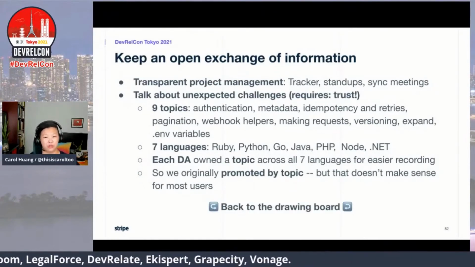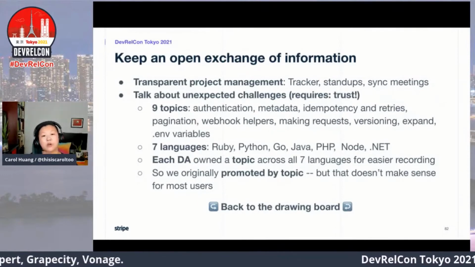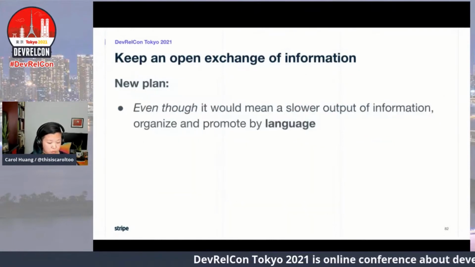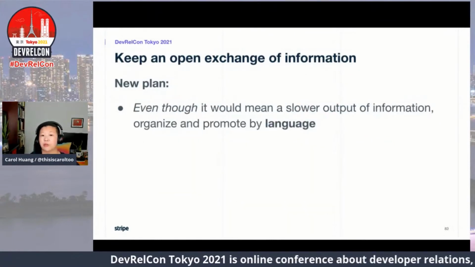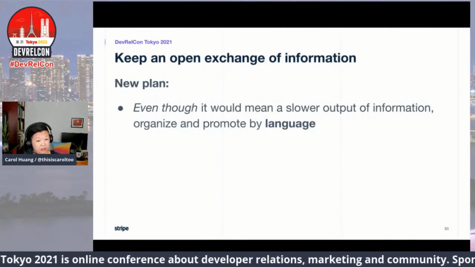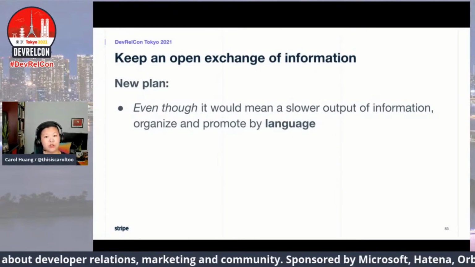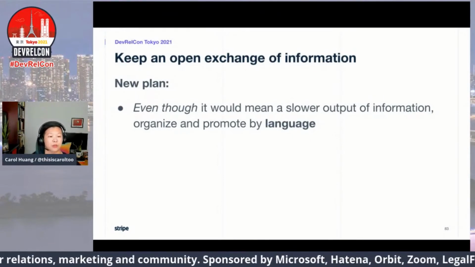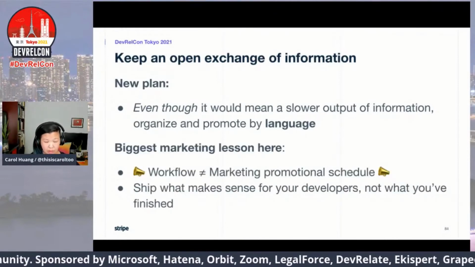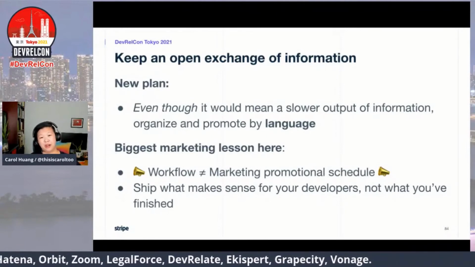So as we talked this through, we went back to the drawing board and thought, okay, how can we do what makes the most sense for our users? So we came up with a new plan. Even though it would mean a slower output of information because all of our DAs are working at different paces, we talked through that trade-off and decided it would make much more sense to organize and promote these by language.